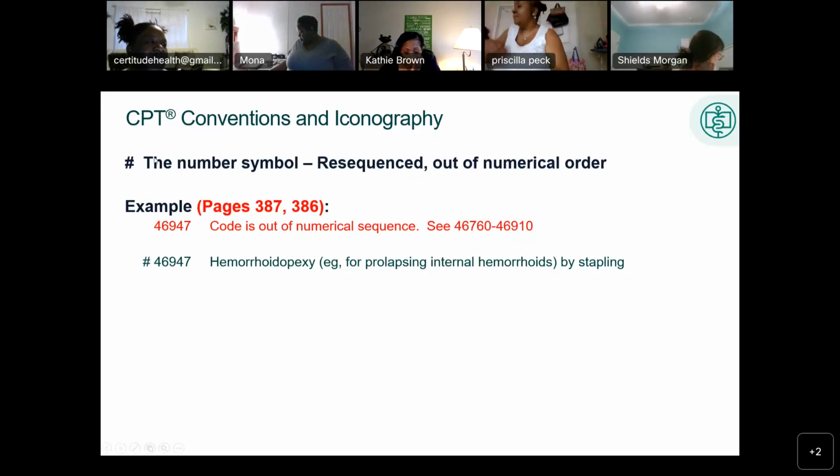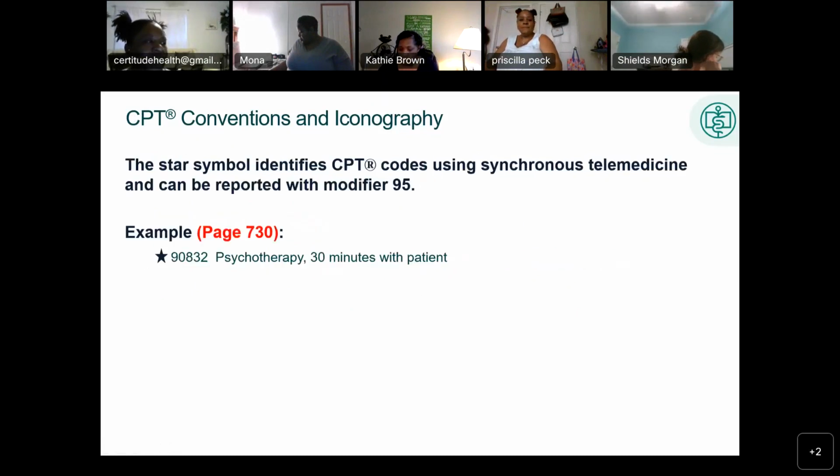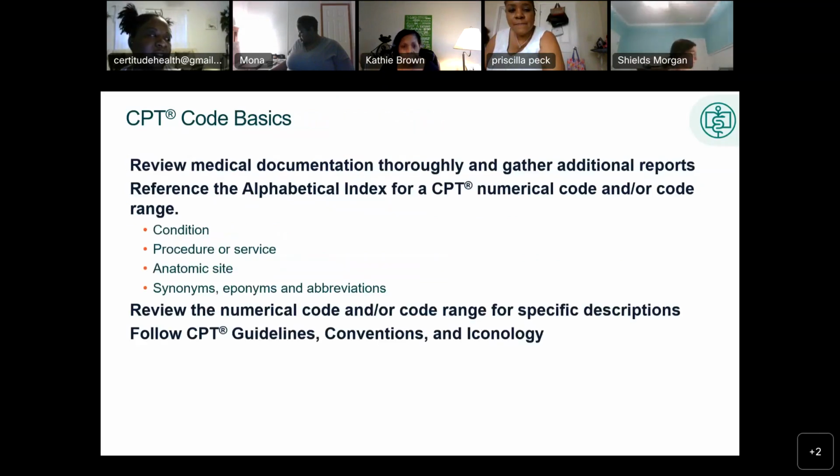CPT conventions and icons, additionally. There are others, and I don't necessarily have to spend so much time on them because they're not going to mean much to you. This one is new, and this star symbol means that the service can be billed as telemedicine, or what they call a virtual visit, but the true meaning is telemedicine, and that we have to report it with a modifier 95 to state that it was a service provided to a patient outside of a medical facility. But we will talk about modifiers.